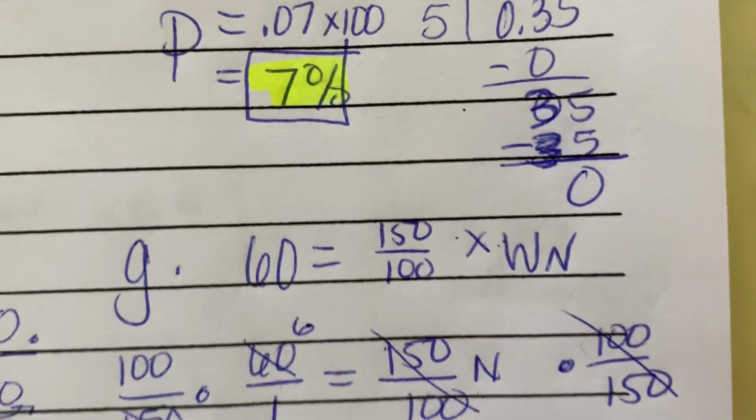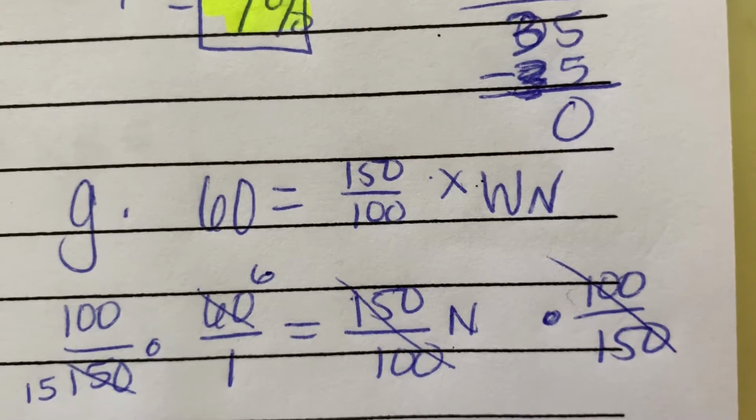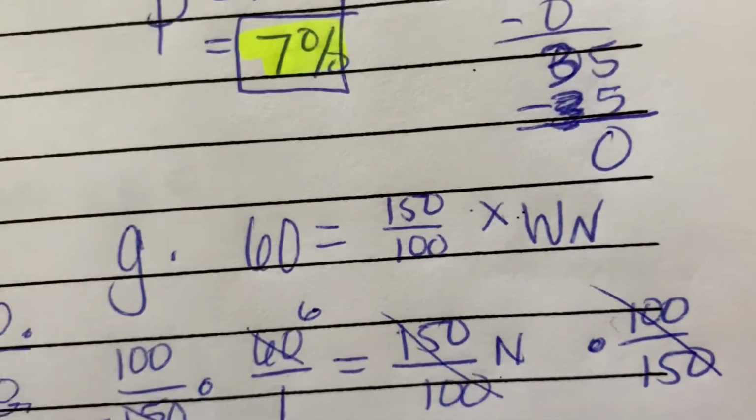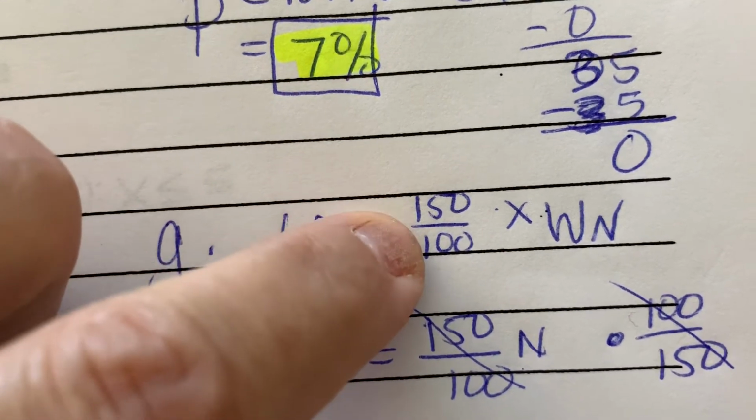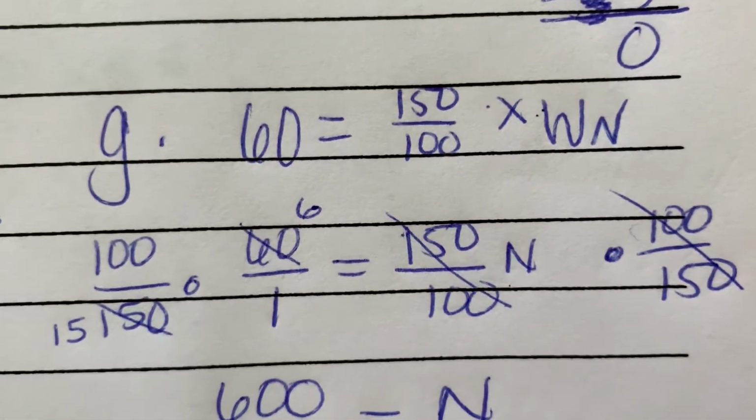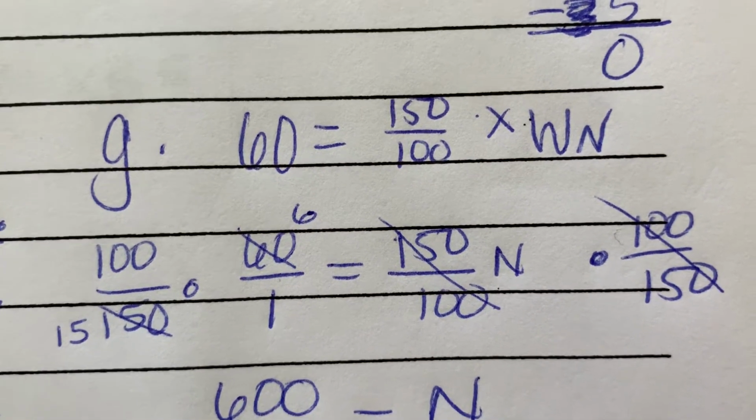60 equals 100. Oh, this one asked you to take an example, I think example 5, and make it like a fraction. So instead of 150%, they wanted you to make it 150%, like a fraction. So that's what they wanted. So 60 equals 150 over 100n.